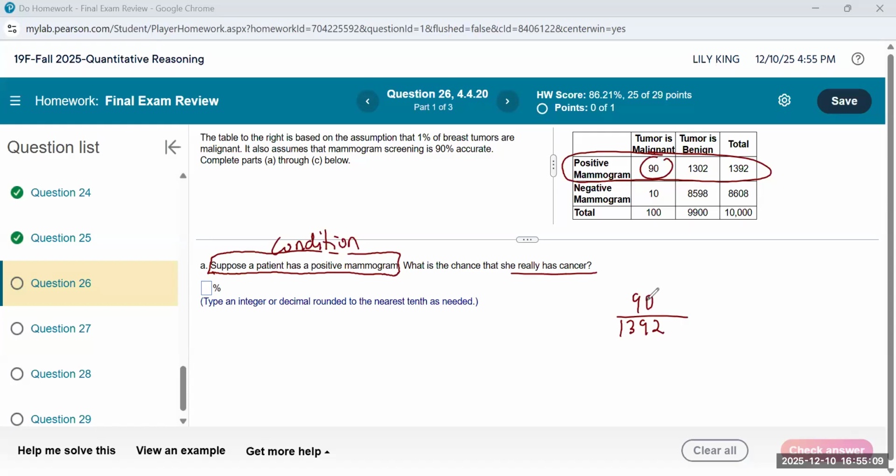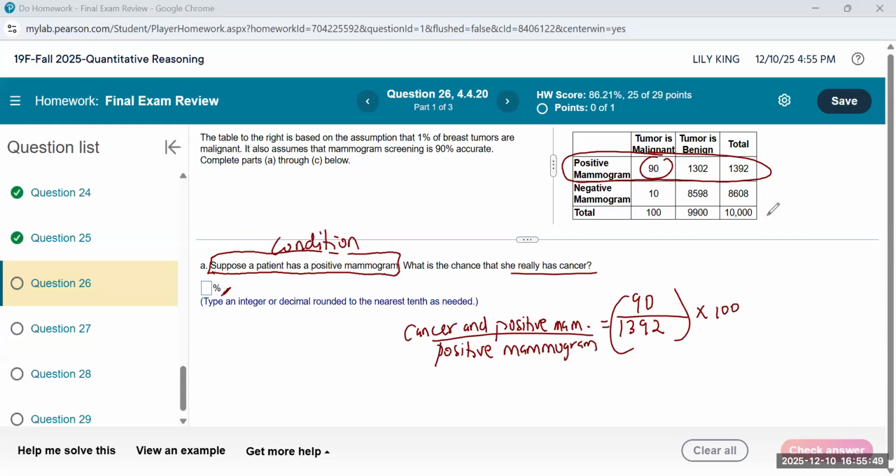So 90. All right. So the bottom part, you have positive mammogram as your condition, and you are looking at cancer and positive mammogram. And since we have the percentage symbol, we have to express the final result as a percentage by multiplying by 100%. And leave it to the nearest tenth, which is 6.5.